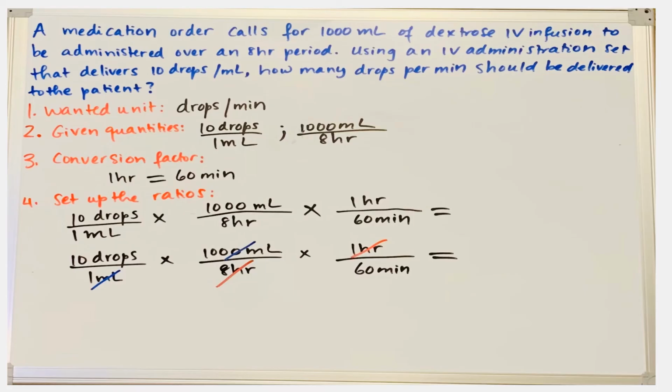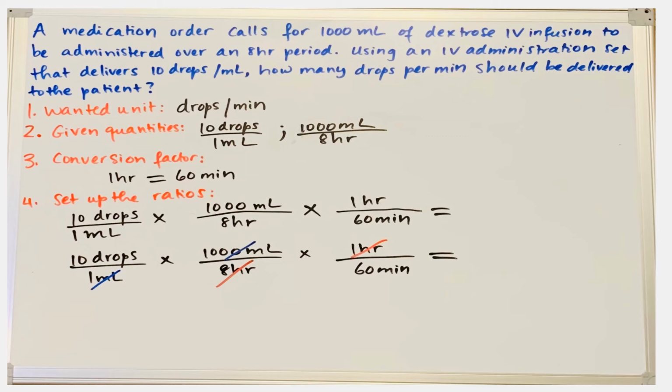Here the same rules apply. You have to first identify your wanted unit, and that is drops per minute. That is what they're asking you to find in the problem. Next, you have to identify your given quantities, and that's 10 drops per ml, but also 1,000 ml over 8 hours. That's also a given.